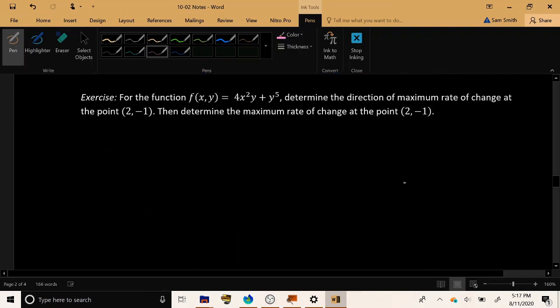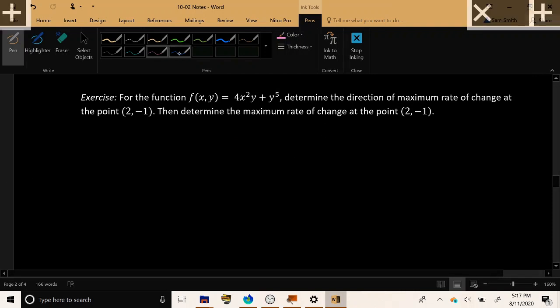So let's do a quick concrete example here for the function f of x, y equals 4x squared y plus y to the 5th power. Let's determine the direction of maximum rate of change at the point (2, -1). Then let's determine the actual maximum rate of change at that point. So to begin with, we need to find the gradient, which is the direction of maximum rate of change. And in order to find the gradient, we need to find the partial derivatives.